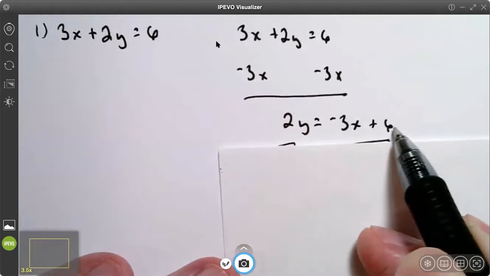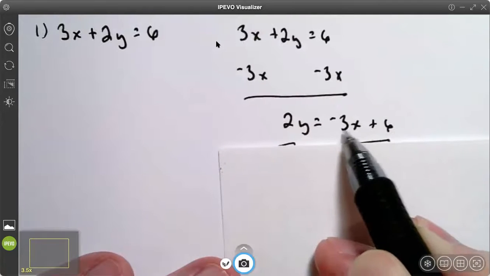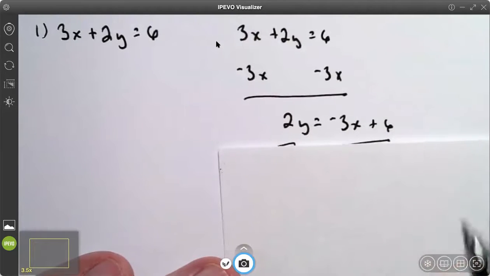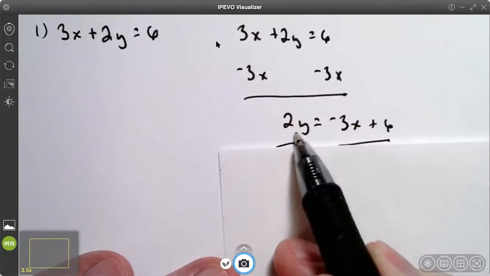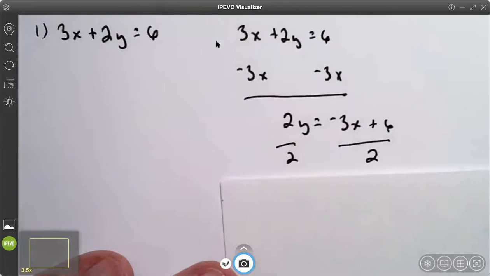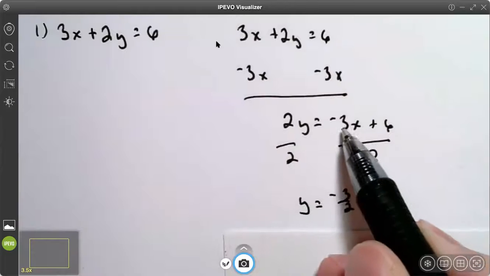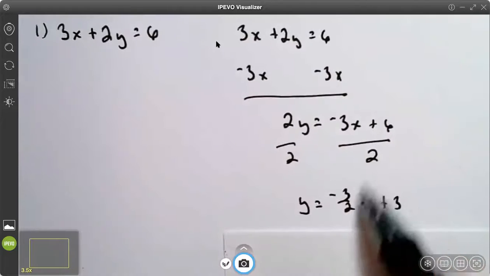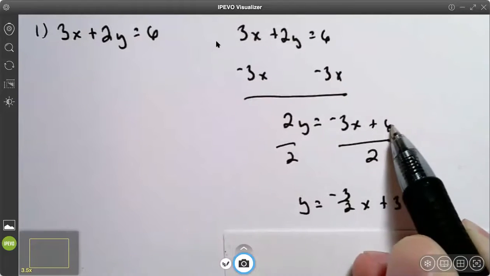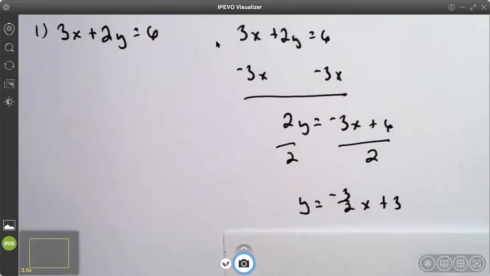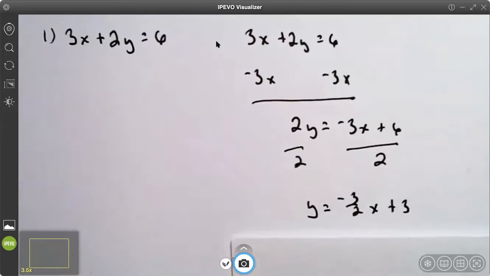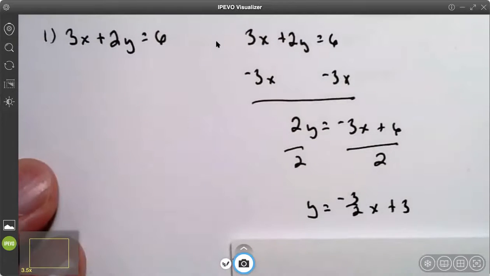6 minus 3x wouldn't be slope-intercept form, but -3x plus 6 would. I can't have a coefficient in front of the y, so I would have to divide both sides by 2. Here you have a slope of -3 divided by 2 and a y-intercept of 6 divided by 2, which simplifies to 3. You can do it that way, but you can move a term across an equal sign anytime you want to. All you have to do is change its sign.